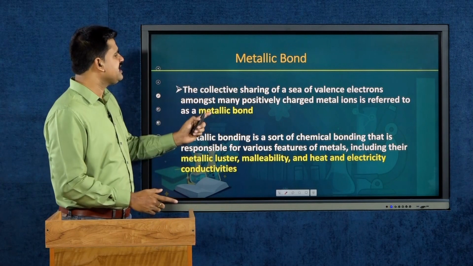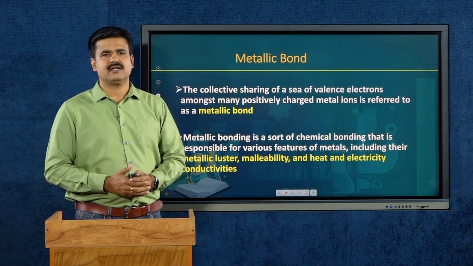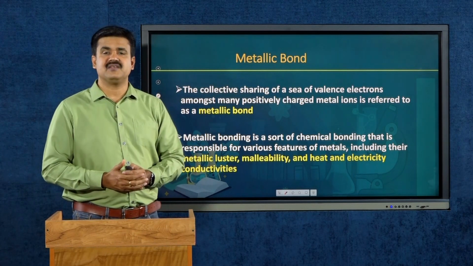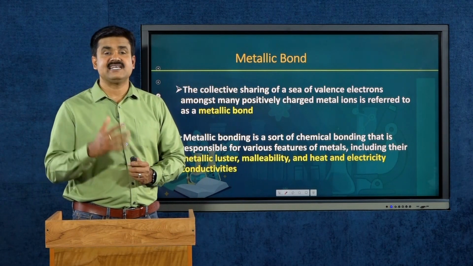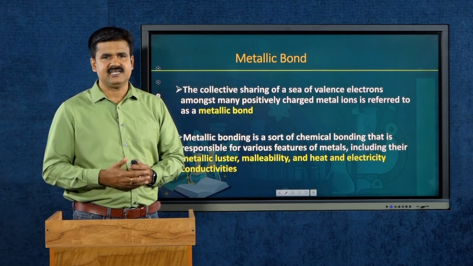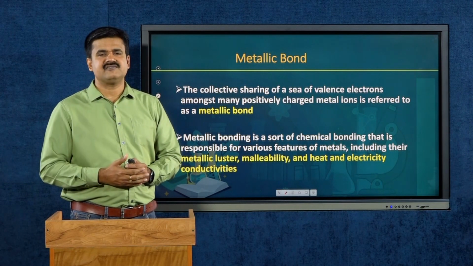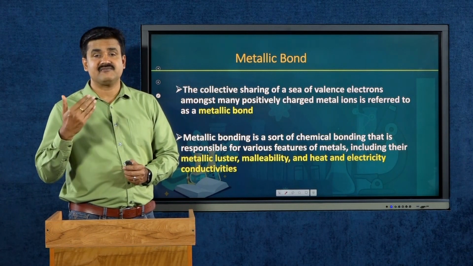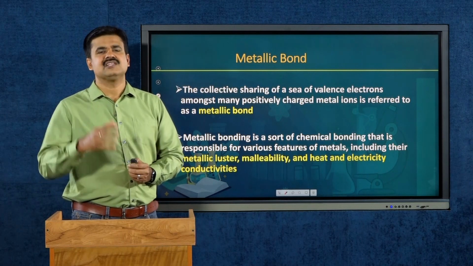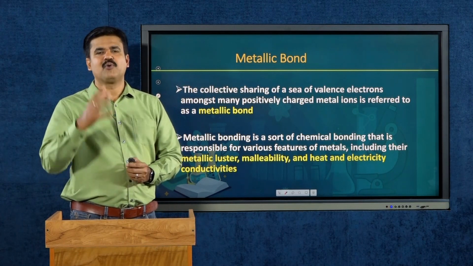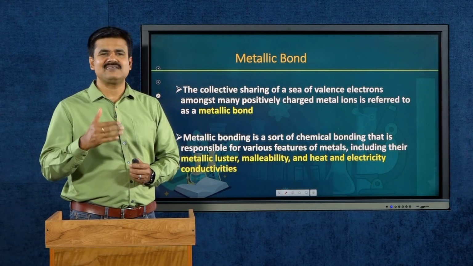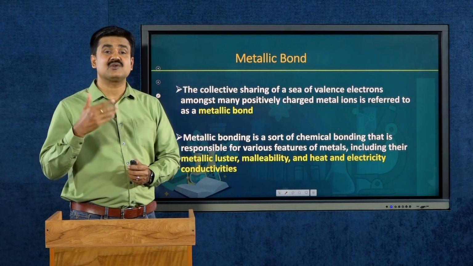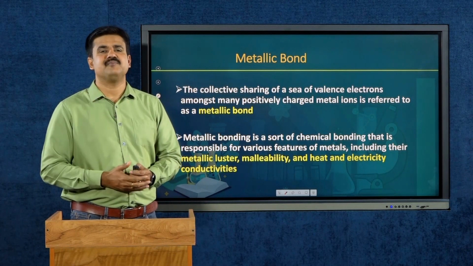Metallic bonding is a sort of chemical bonding that is responsible for various features of metals, including metallic luster, malleability, heat and electrical conductivity, ductility, and most of the properties associated with metals. So, the force of attraction between positively charged metal ions or metal kernels and the negatively charged electrons of the electron sea is known as the metallic bond.